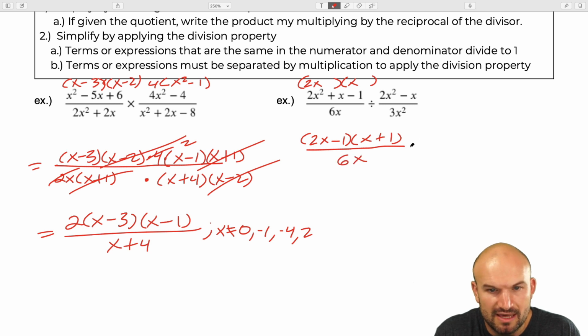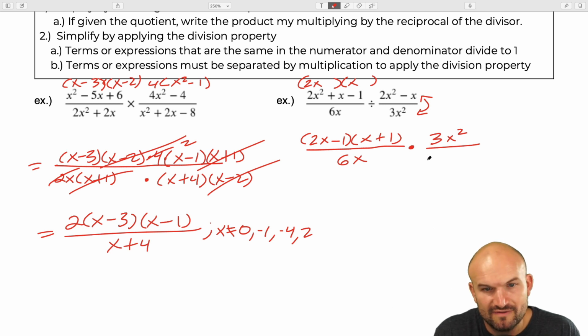Divide by 6x, and then times, now I'm going to just switch these, flip the numerator and the denominator. So this gives me a 3x squared. And then this is now going to give me, let's see, I can factor out an x here. So I'd have x times 2x minus 1.